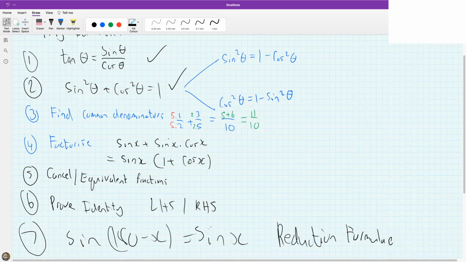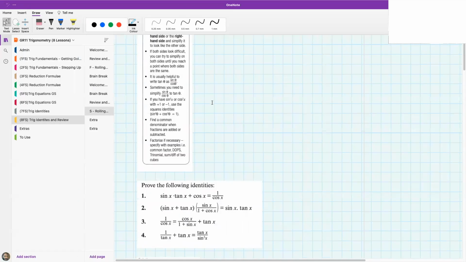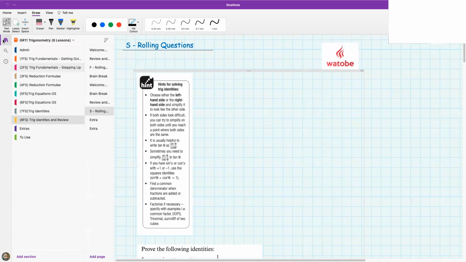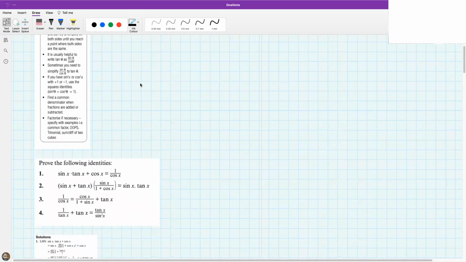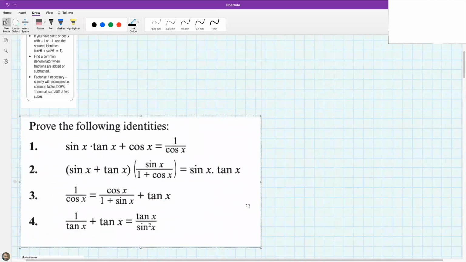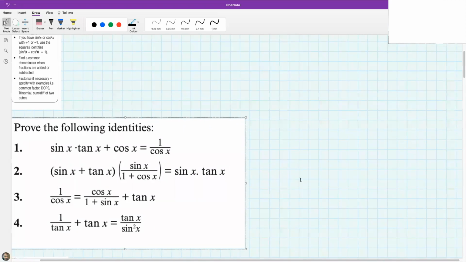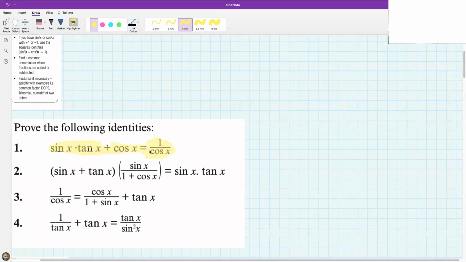All right, let's get going with a question. We can start with an actual type of question. Here are some typical trig identity questions. I know they look like a mouthful to start with, but let's just focus on one tonight, and we're going to do this first one together.